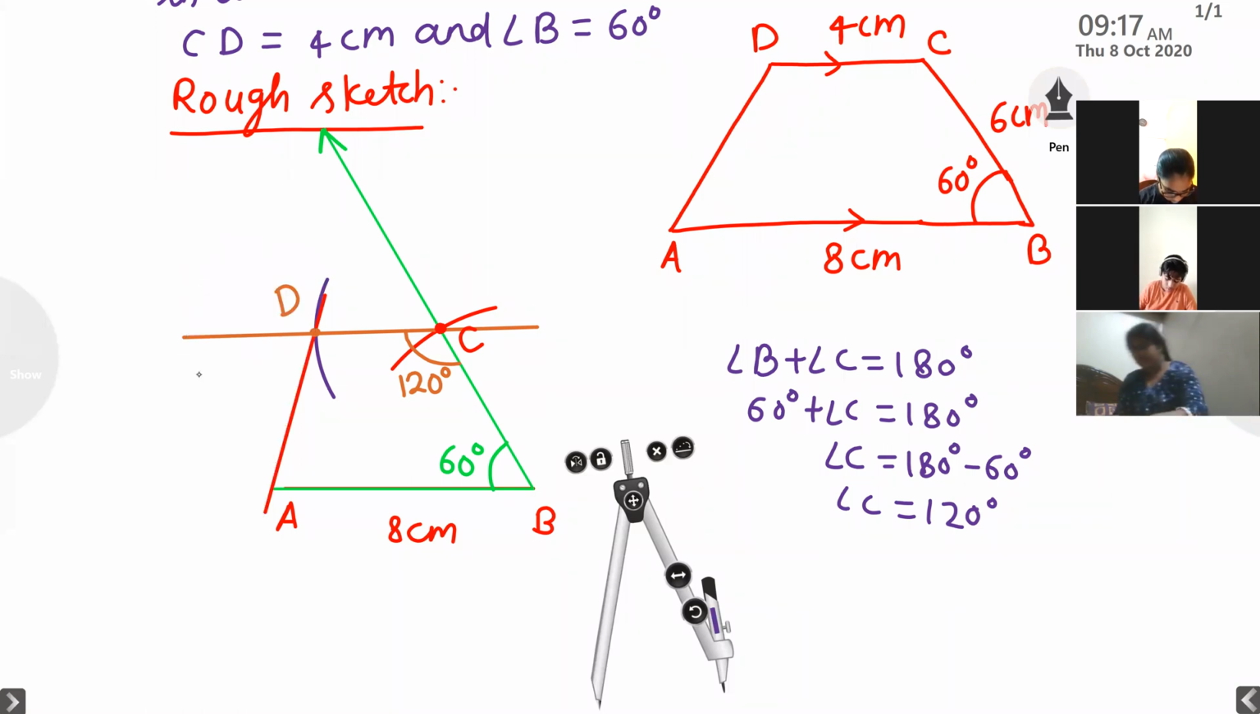This is construction of trapezium ABCD. First draw, then I will tell. First, draw this figure clearly.